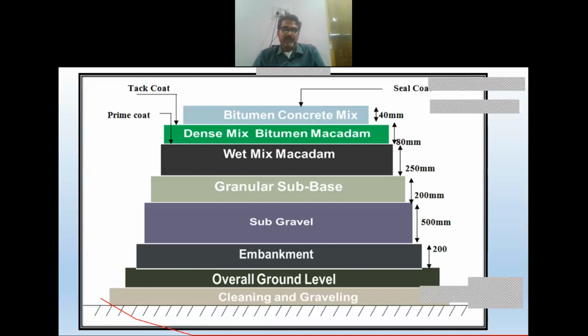Now, if you see the materials used in the flexible pavement, first we do clearing and grubbing, the overall ground level, and over that we provide the embankment. Embankment is just soil, and then the subgrade soil, and over that we provide subbase course, and then we provide wet mix macadam, then we provide binder course in the form of dense bituminous macadam, and then we provide bituminous concrete mix.